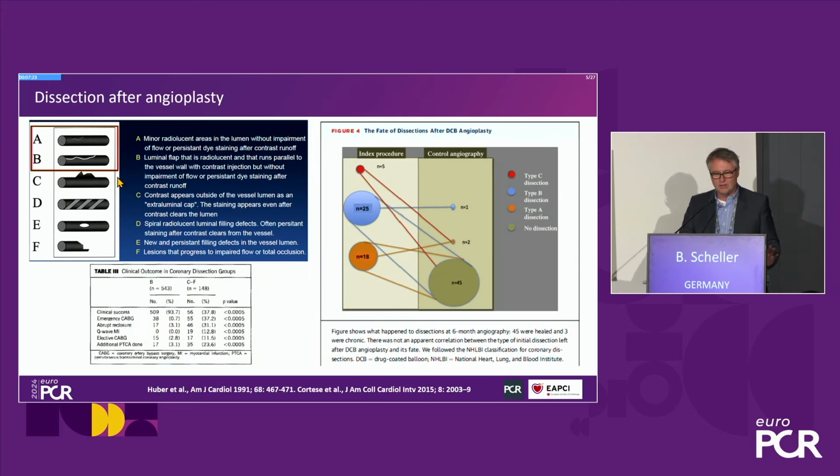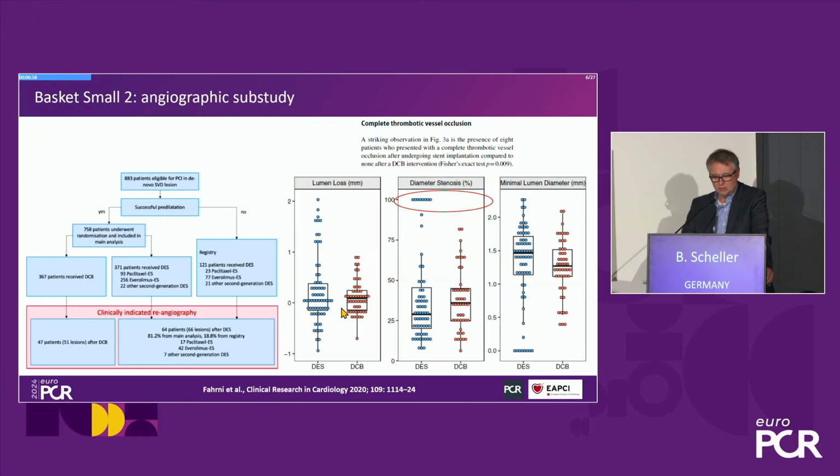We have this old classification, which may not be appropriate, but so far we have only this classification, therefore we use it. What we know, meanwhile, is that type C is not type C. We have different types of C, therefore the experienced operators also include type C dissections for DCB treatment. Meanwhile, if the flow is good and other criteria are fulfilled, dissection seals; this has been shown by Bernardo Cortese very elegantly. The fear of acute vessel closure is not there.